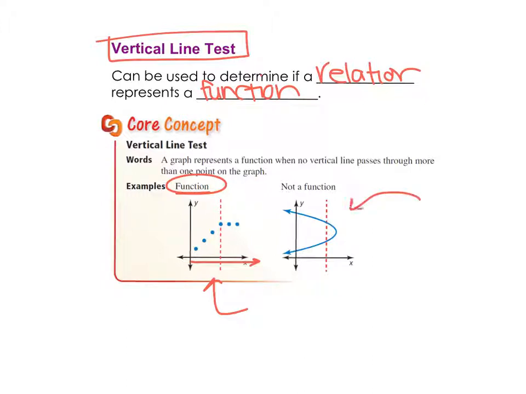Whereas the second one over here, if we take that vertical line and run it through the graph, we notice that we have a spot where it goes through 2 points at once, telling us that it is not a function, telling us that the input x has a spot where it has two different outputs of y. So we're going to practice that on the next slide, and you can use that as you determine whether a graph is a function or not.